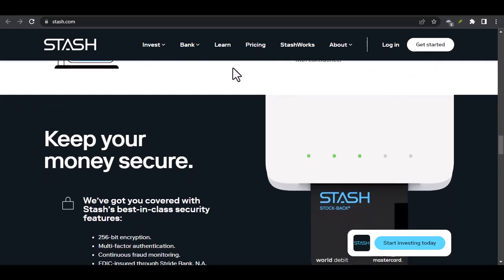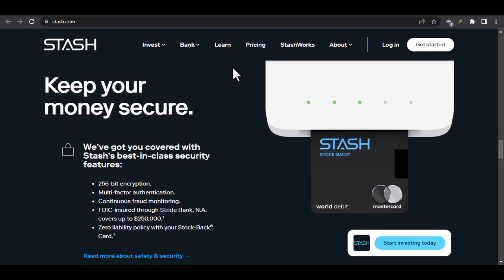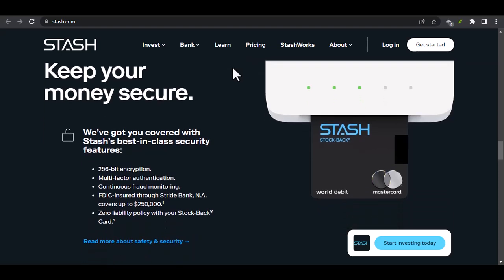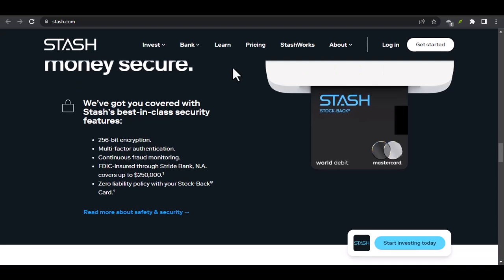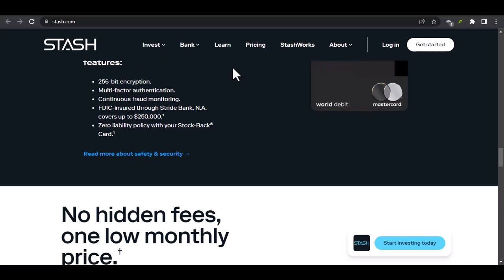Be patient. In some cases, transfer delays are simply a matter of waiting. If there's no urgent need for the funds, it might be best to be patient and allow Stash to process your request. Alternatives to Stash transfers.